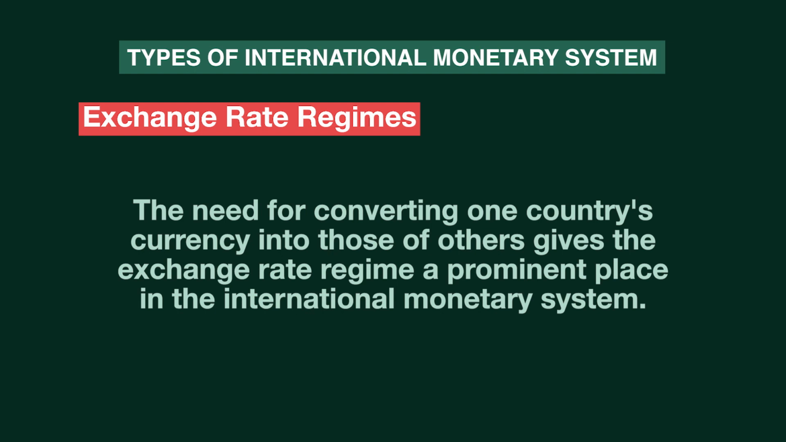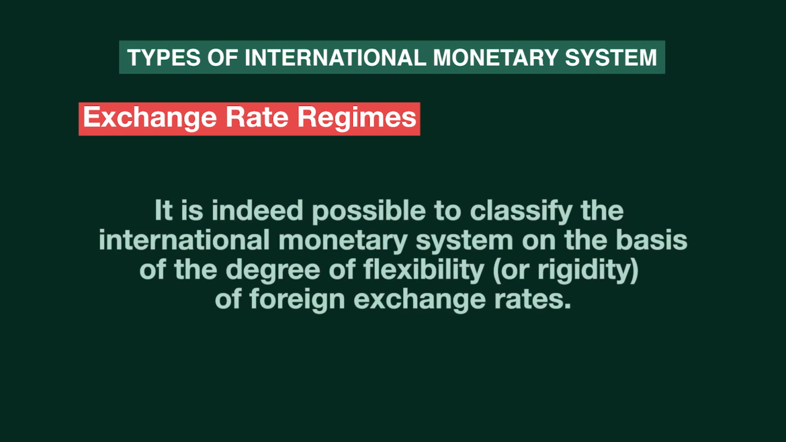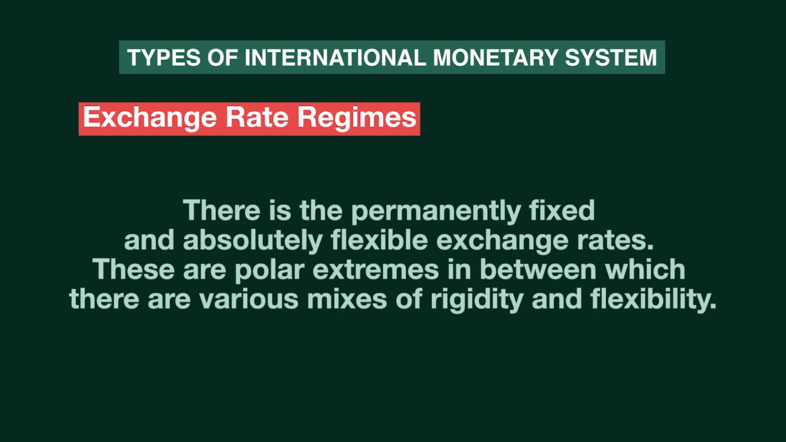Now, coming to the types of the international monetary system, the first one we talk about is the exchange rate regime. The need for converting one country's currency into those of others gives the exchange rate regime a prominent place in the international monetary system. It is indeed possible to classify the international monetary system on the basis of the degree of flexibility or rigidity of the foreign exchange rates. There is a permanently fixed and an absolutely fixed exchange rate, and these are polar extremes, in between which there are various mixes of rigidity and flexibility.